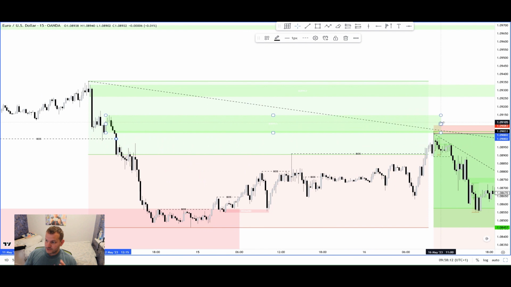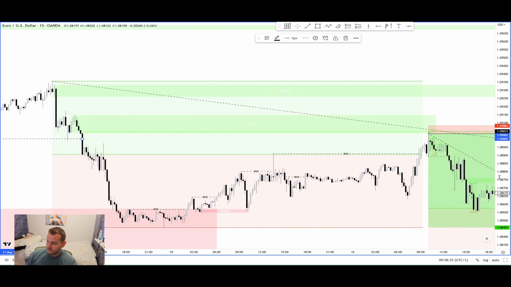So we had that marked up, and it's in the discount area, which is another tick. So I think we've got about 6 or 7 confluences to this trade, which is a very high, what's the word I'm looking for? High chance, there's another word, high probability trade, because we've got so many confluences.